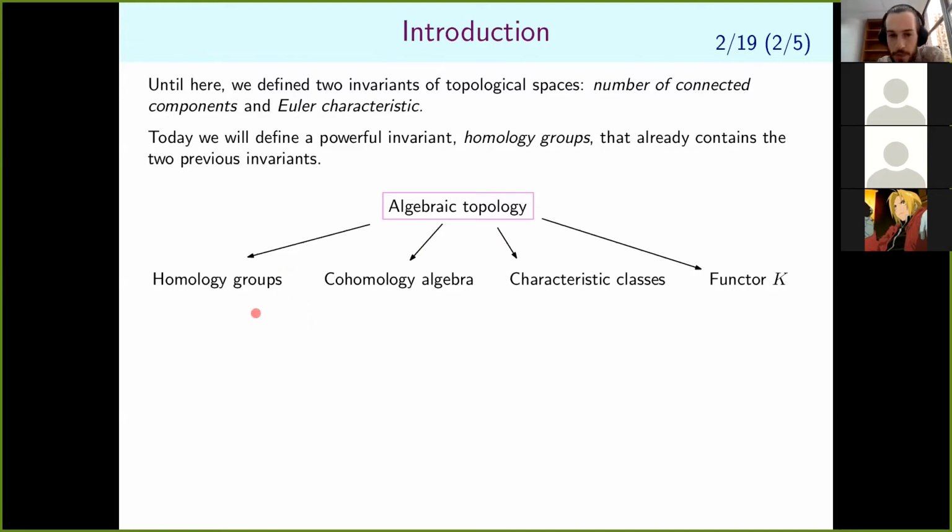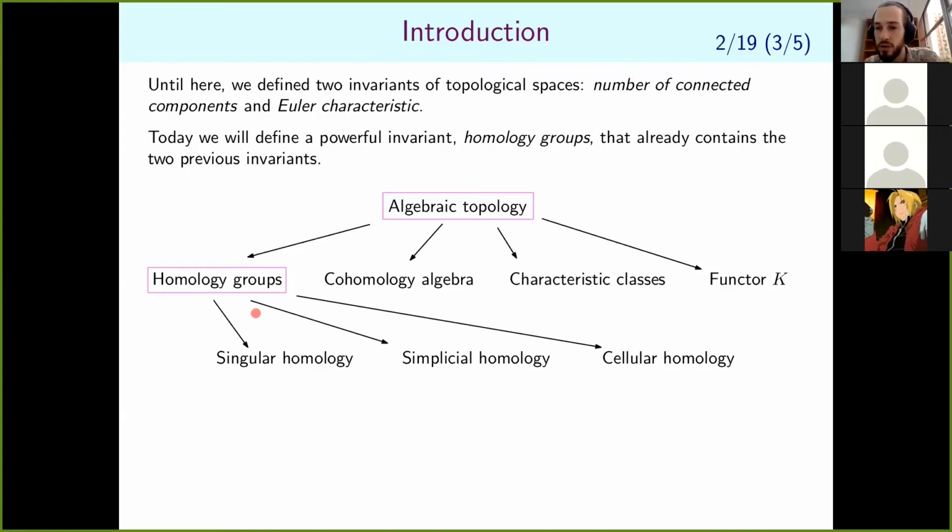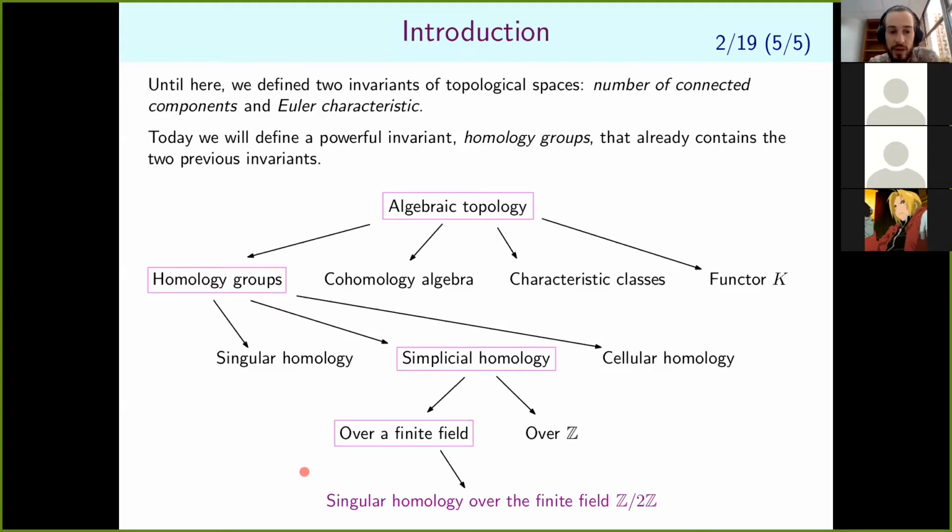So homology groups, there are several ways of seeing them, and in this course we will simply define the simplicial homology groups. It is a more natural way of seeing homology, and moreover, we will restrict to the case of simplicial homology over a finite field. And the finite field we will use is the most simple finite field, Z over 2Z, the field with 2 elements.